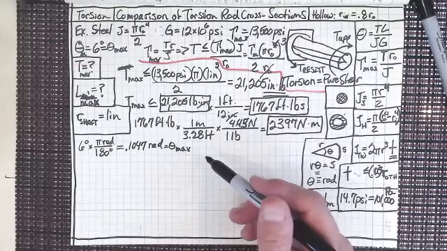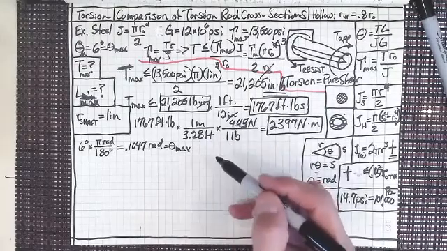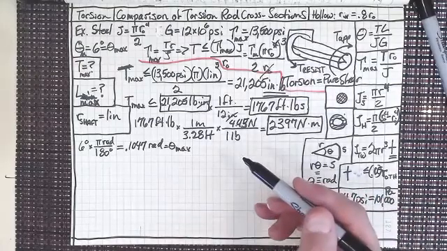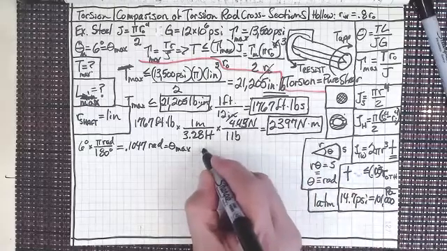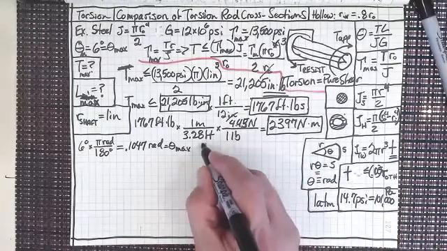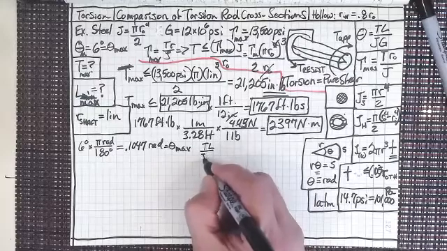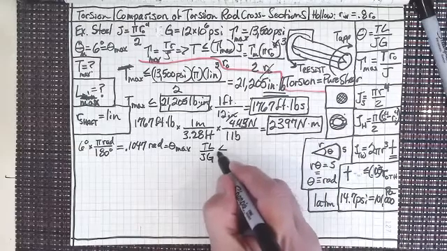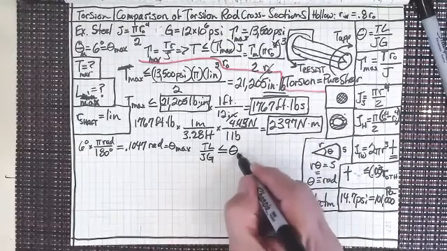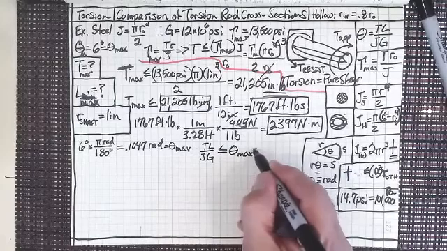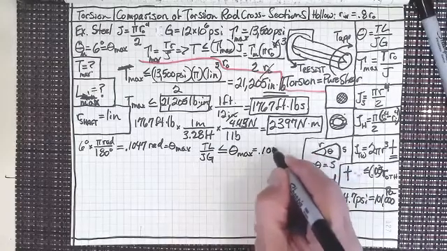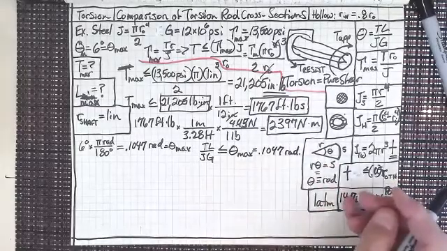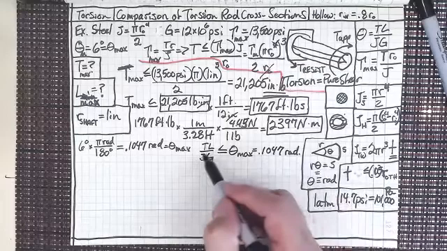So what's going to be our maximum L, right? Our maximum L. So what we're really saying is TL over JG has to be less than or equal to theta max, which we know is equal to 0.1047 radians, right? Does everyone see how that all worked out there?